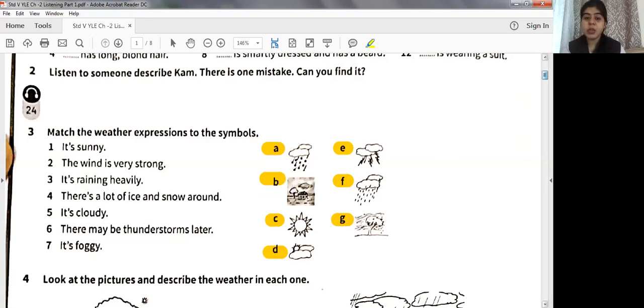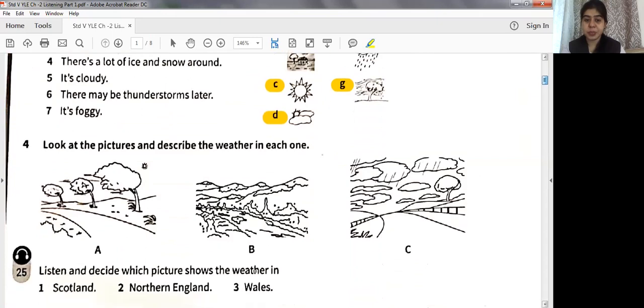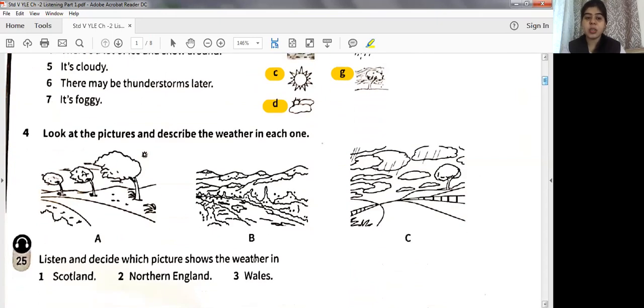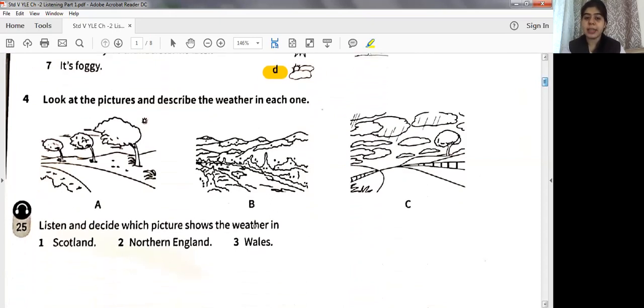Now, we are going to go to the next question. Look at the pictures and describe the weather in each one. So before we start with this exercise, students, I want to show you all where these three countries fall. Okay, so let's be ready.